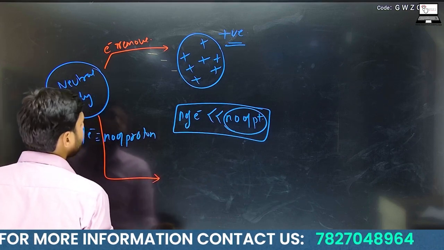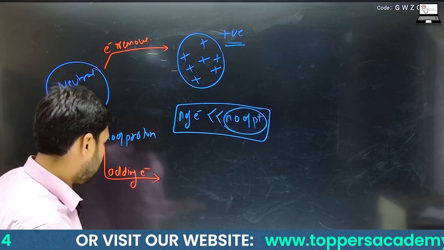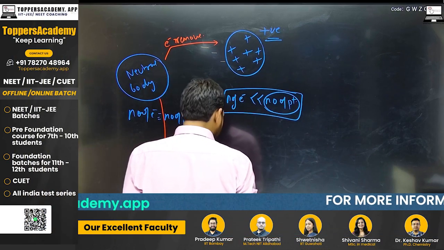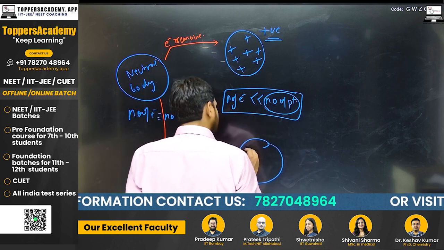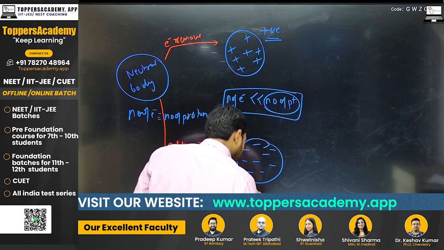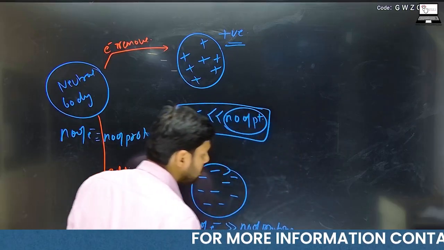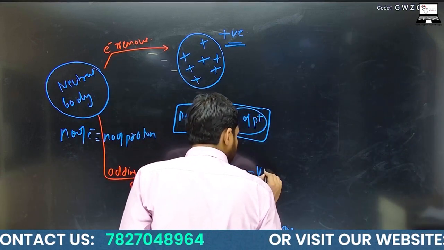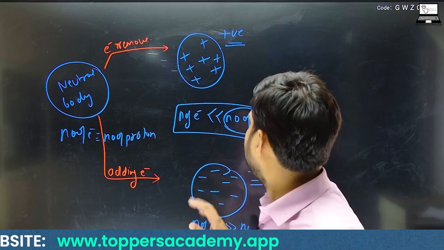The second case is, what we are doing? We are adding electrons. Now in second case, if we are adding the electrons, we are just increasing the number of electrons in the neutral body. By increasing the number of electrons in the neutral body, we can say that number of electrons is now greater than number of protons. Simple as that, isn't it? So here now this body is negatively charged. Clear? I hope you understand.